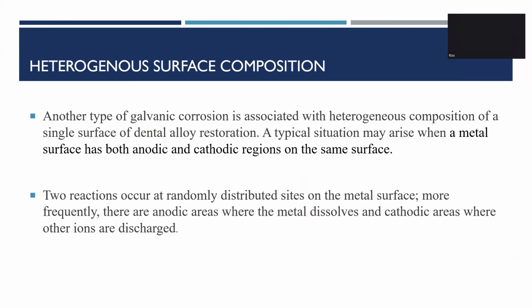The next one is heterogeneous surface composition. Another type of galvanic corrosion is associated with the heterogeneous surface composition of a single surface of a dental alloy restoration. A typical situation may arise when a metal surface has both anodic and cathodic regions on the same surface. Two reactions occur at randomly distributed sites on the metal surface. More frequently, there are anodic areas where the metal dissolves and cathodic areas where other ions are discharged.